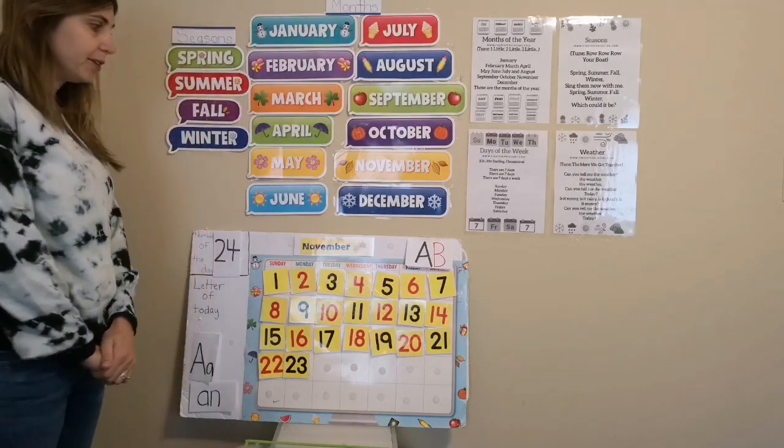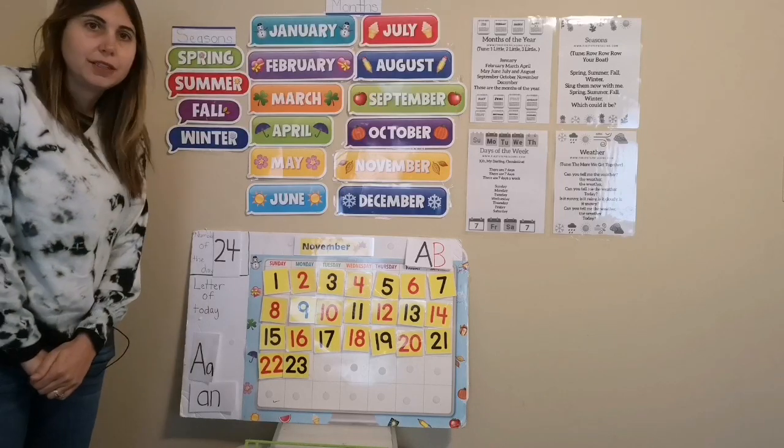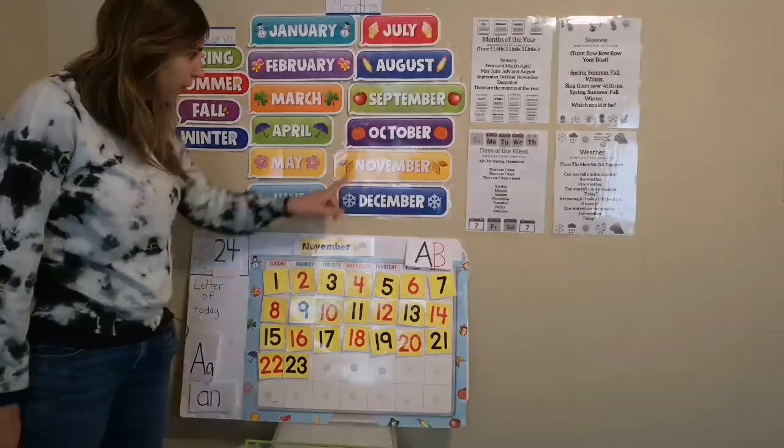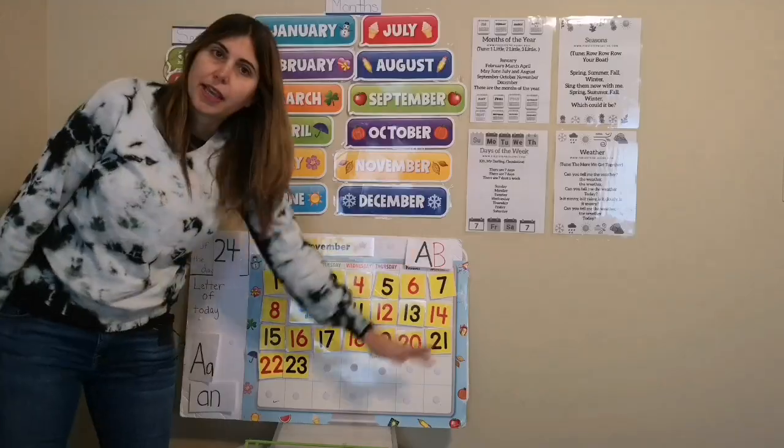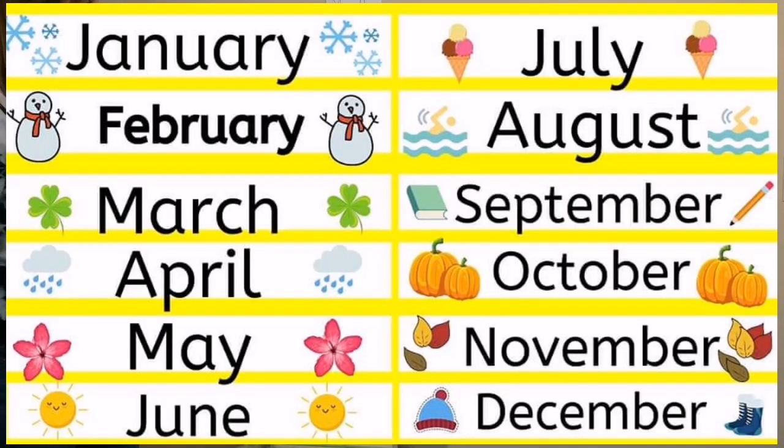Let's learn together. We're going to start with our calendar. We have the month and the days. There are 12 months in a year, and to remember them, let's sing a song.